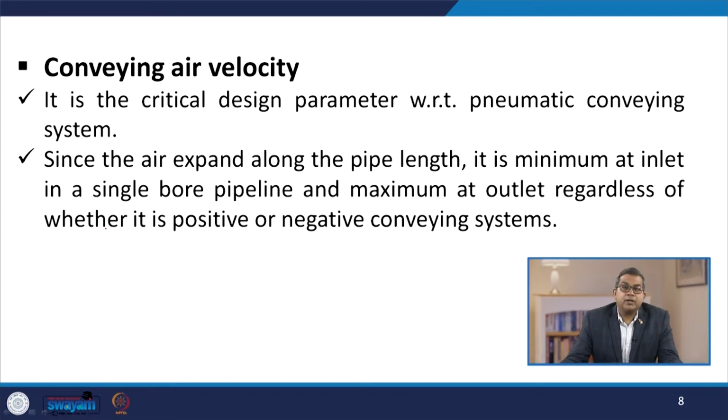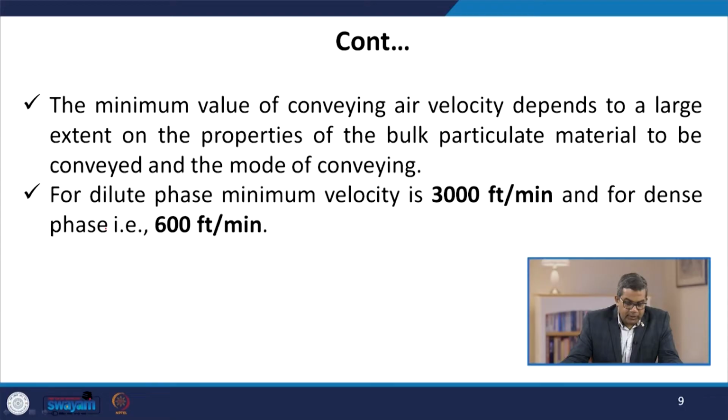Let us talk about the conveying air velocity. It is a critical design parameter with respect to the pneumatic conveying system. Since the air expands along the pipe length, the velocity is minimum at inlet in a single bore pipeline and maximum at outlet, regardless of whether it is a positive or negative conveying system. The minimum value of conveying air velocity depends to a large extent on the properties of the bulk particulate material to be conveyed and the mode of conveying. For dilute phase, the minimum velocity is 3000 feet per minute, and for dense phase, it is approximately 600 feet per minute.